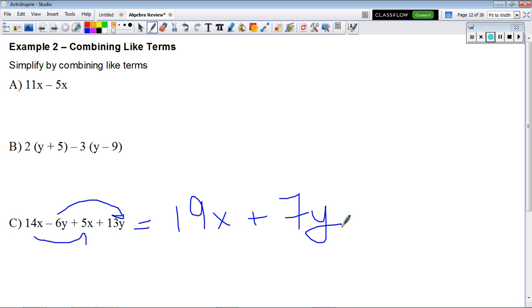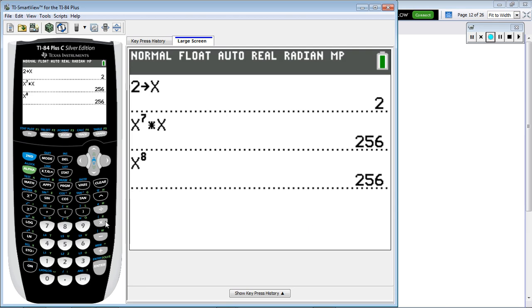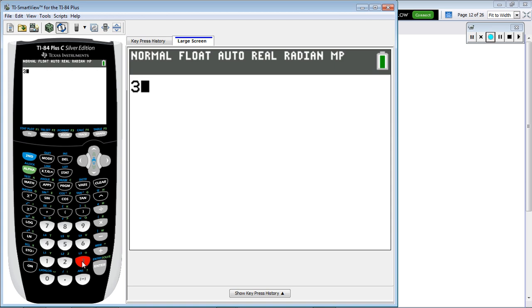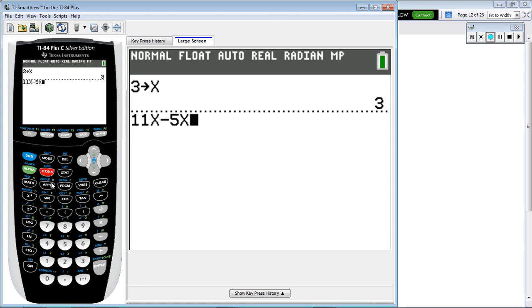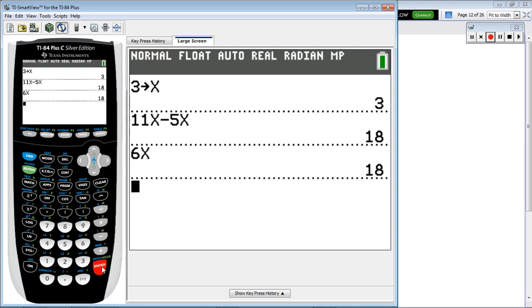So one of the things just to show you with this involving checking your answers on the calculator. So once again, since we're talking about variables, I need to store a number in for x. So with the previous example that I showed you with checking this on the calculator, I stored a 2 in for x. Let me pick a different number this time. So I'm going to put a 3 in for x. So to check part A, what I would want to do here is I would want to type in first the question, 11x minus 5x, get an answer, and then type in what we said the answer was, which in this case was 6x, and just make sure those answers at the end match.